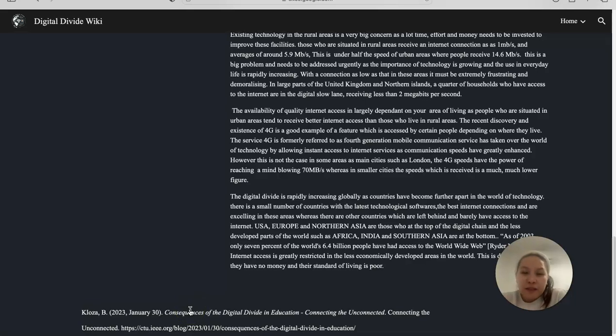The digital divide is rapidly increasing globally as countries have become further apart in the world of technology. A small number of countries have the latest technological software and the best internet connections and are excelling in this area, whereas other countries are left behind and barely have access to the internet. The USA, Europe, and Northern Asia are at the top of the regional chain, and the least developed are Africa, India, and Southern Asia at the bottom. Internet access depends greatly on their standard of living.